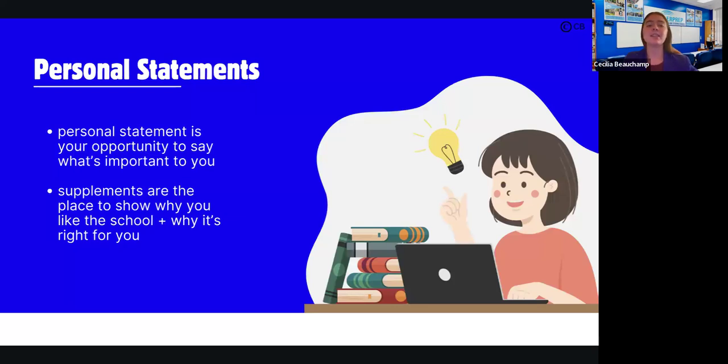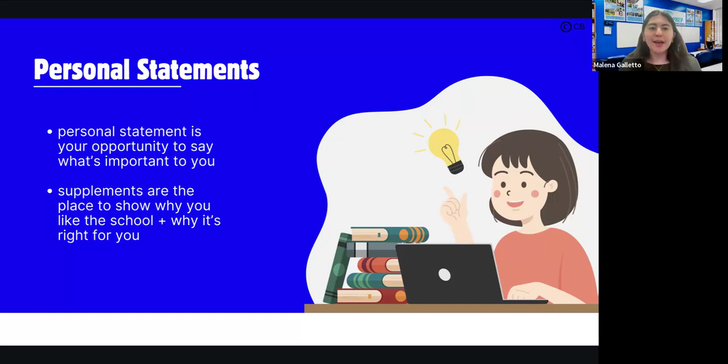So, this is a great way for the admissions officers also to see who you are. And the second thing is supplements are the place to show why you like the school and why it's right for you. Supplements are a little different in that you are actually responding to specific questions, usually about the school. Those require different research, but we'll talk about that later.